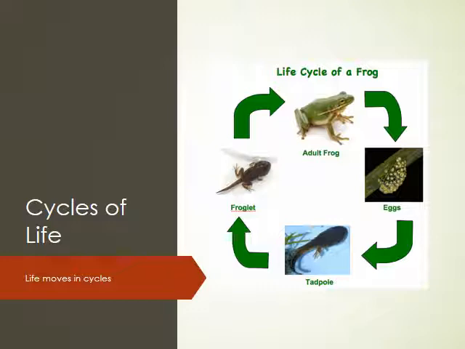You've got the life cycle of the frog. You've got an adult frog lays eggs. Those eggs become a tadpole. The tadpole becomes a froglet. That loses its tail and becomes a full-fledged adult frog. And the cycle begins again. All of life moves in cycles.